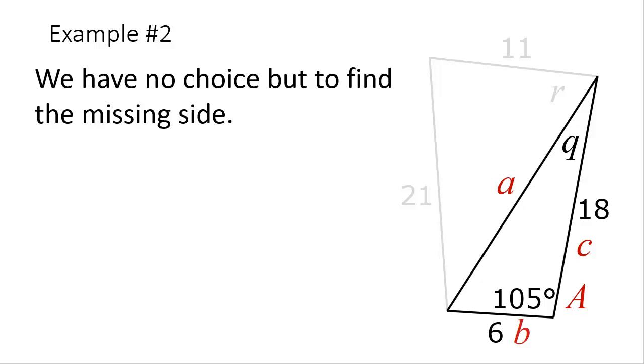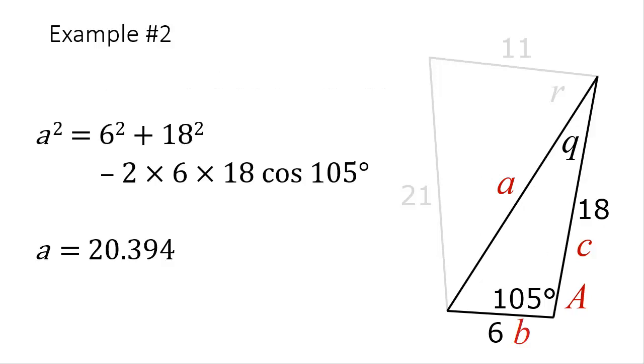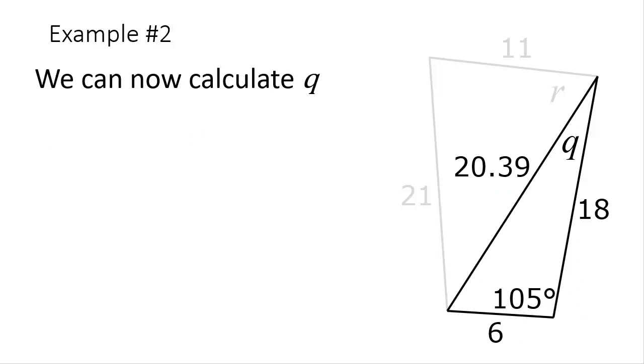We have no choice but to find this length here. We can't get to Q directly. So we use the cosine rule, and there it is. The diagonal is 20.394. At that point, having done that, we now have a side angle pair. 20.39 is opposite to 105, and we can calculate Q.